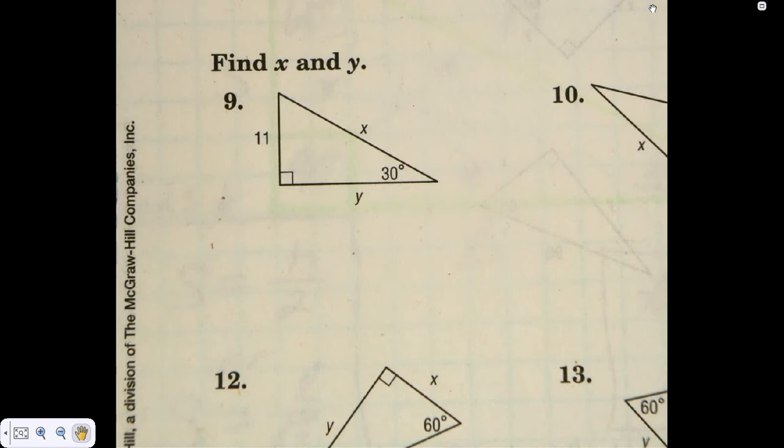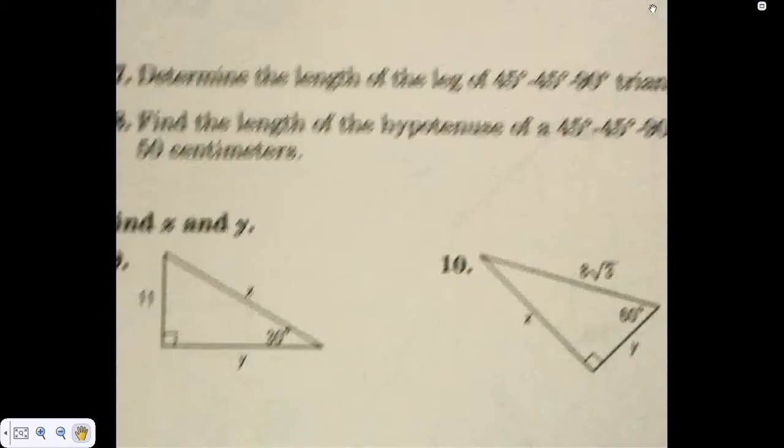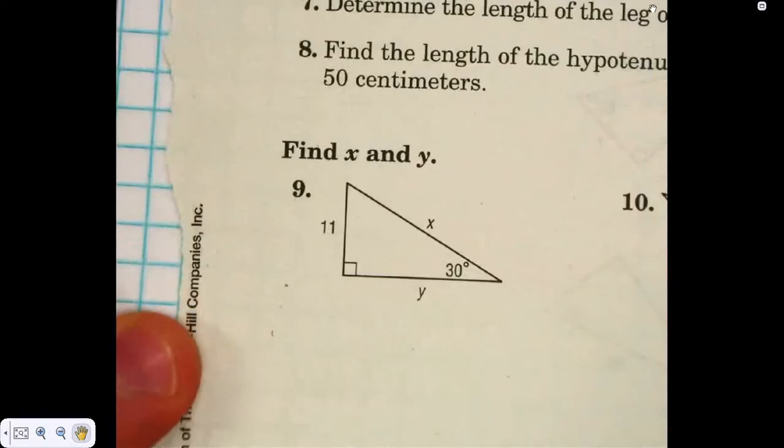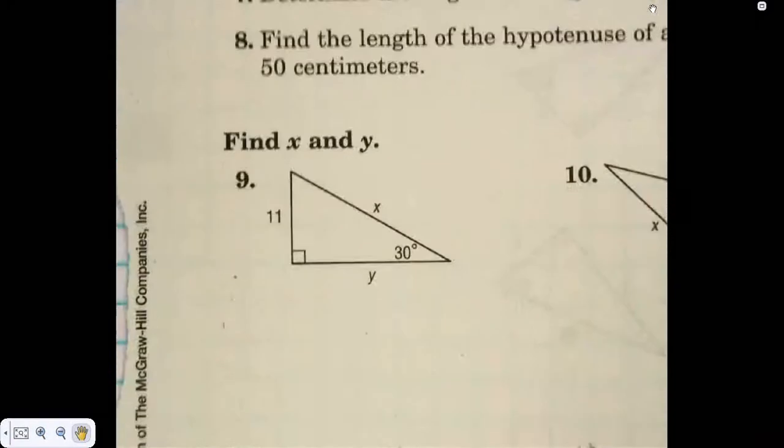On most of your homework, there's going to be a set of 45, 45, 90s and a set of 30, 60, 90s, and you're not going to have to worry about that as much, except for the last 3 problems. But tomorrow you're going to get a worksheet where I'm going to mix them together, and I'm just going to find the indicated variables. So you're going to have to identify, do I have a 30, 60, 90, or do I have a 45, 45, 90, or do I have neither?